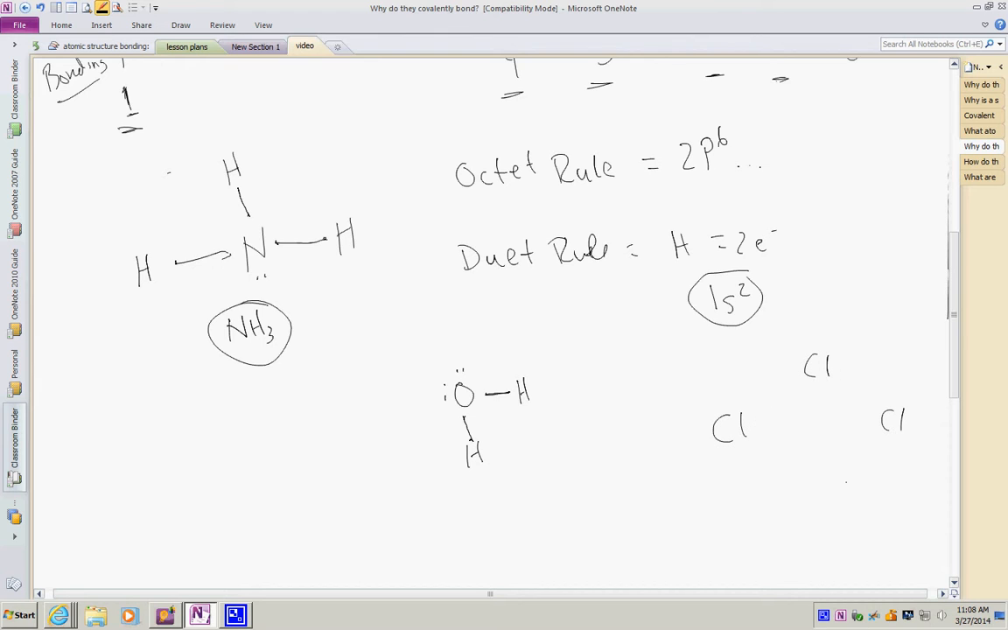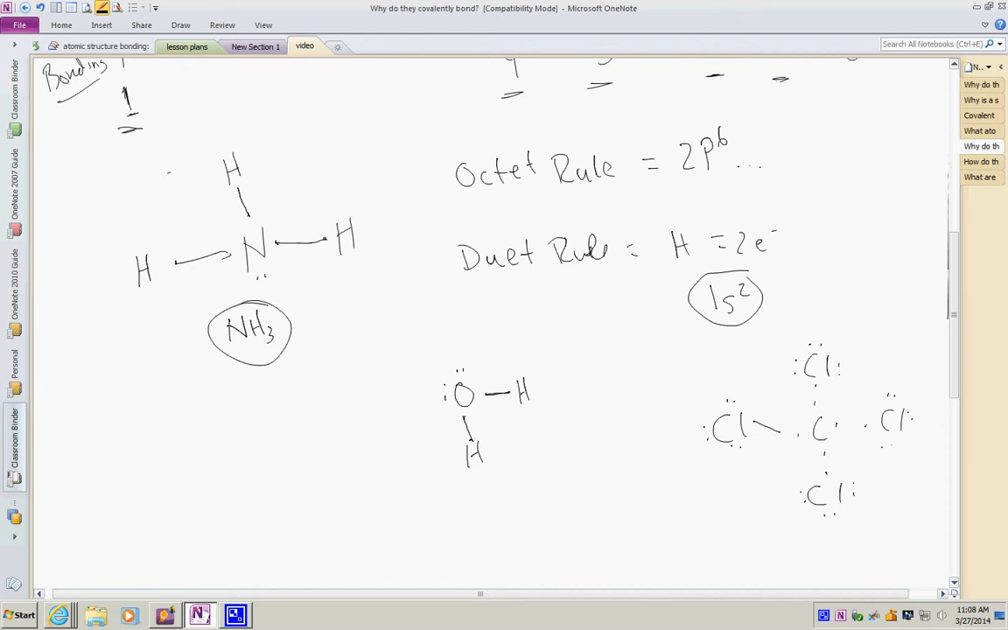Cl, Cl, Cl, and carbon in the middle. 1, 2, 3, 4. 1, 2, 3, 4, 5, 6, 7. And again, they're all full. These are just simple Lewis dot diagrams, and we'll get more of these later.